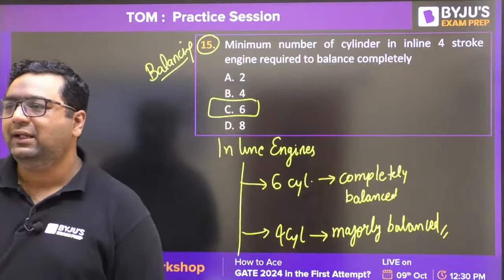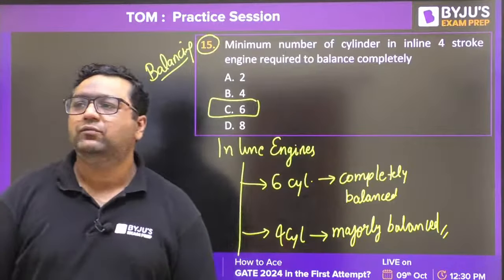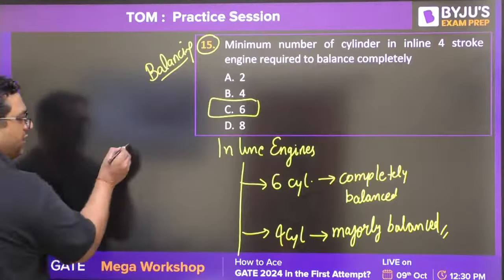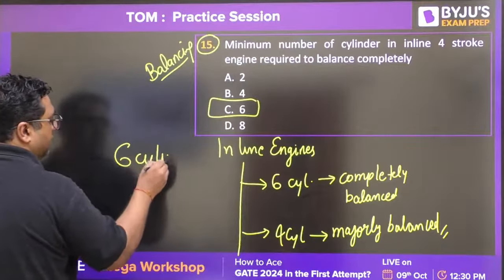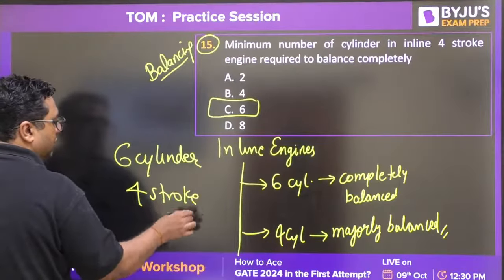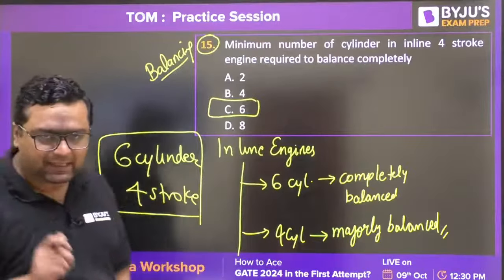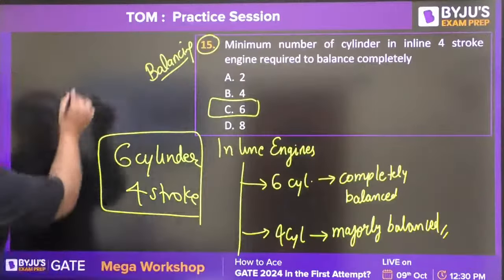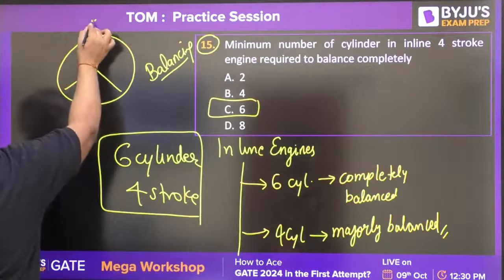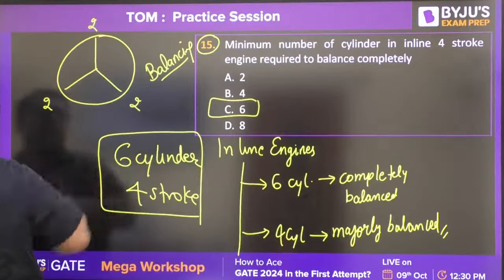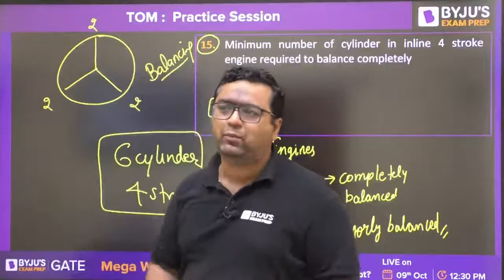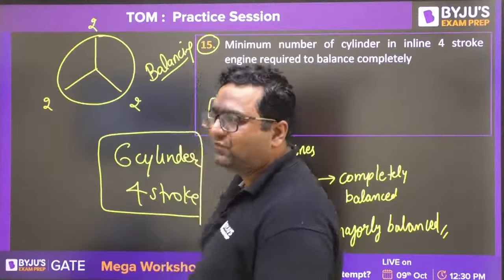Okay? No, 4-stroke. When we are talking about 4-stroke only, but a 6-cylinder engine. It is 6-cylinder, 4-stroke. 6-cylinder means there are 6 cranks. So 6 cranks are put at these positions. 2 cranks are here, 2 cranks are here, 2 cranks are here. So they are balancing primary, secondary forces and moments both. Okay, the answer is 6 for this.